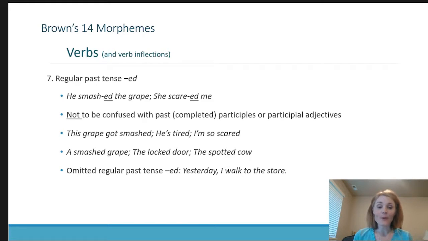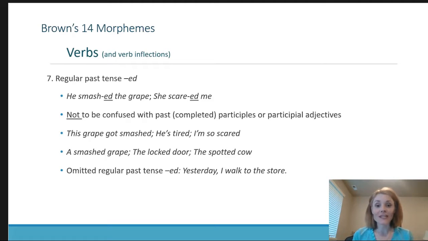And one thing to remember with the past tense -ed morpheme is not to confuse it with the past participle -ed morpheme, which is also marked with an -ed form. But again, the past participle is indicating aspect, even though it has the unfortunate name, past, in the title. It is marking completed aspect.